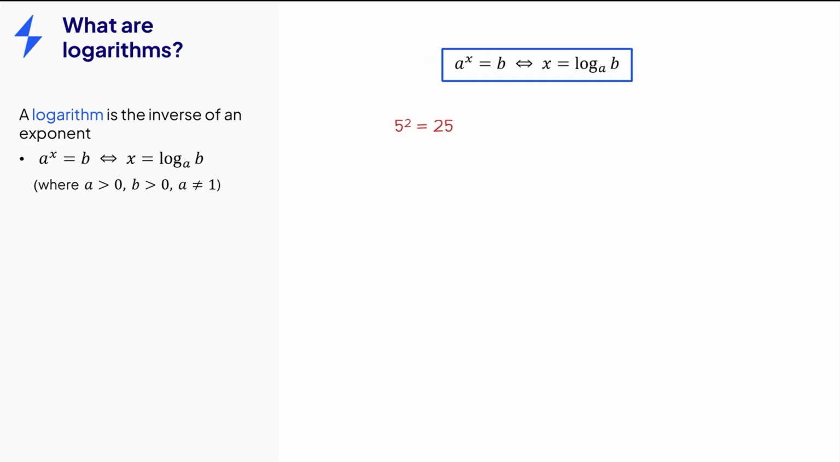And let's look at this example. So 5 to the power of 2 is equal to 25. That's in a to the power of x is equal to b form, with a equal to 5, x equal to 2, and b equal to 25. The formula tells us that we can rewrite that relationship between the numbers as log to the base 5 of 25 is equal to 2. And that's one way to deal with logarithms, just relying on the formula.